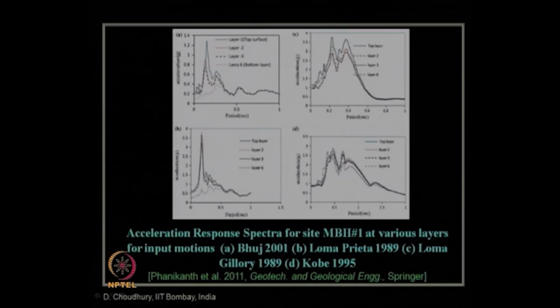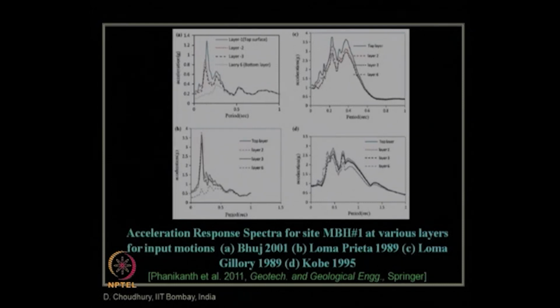Why is this response spectra important? Let us look very carefully. Suppose we take this Bhuj motion for MBH1 at the ground surface, see where the peak is occurring at this time period. So, corresponding to this time period, whatever buildings or structures are there will be more vulnerable or will be subjected to maximum damage.